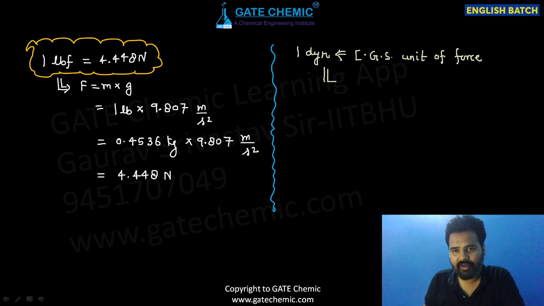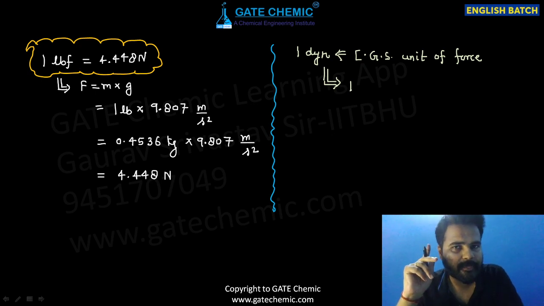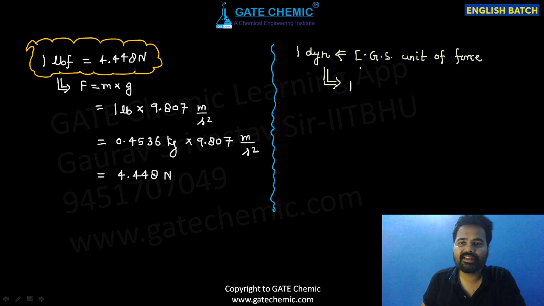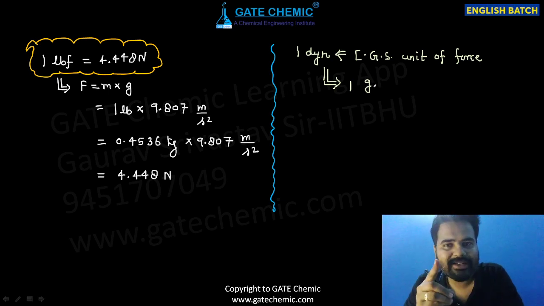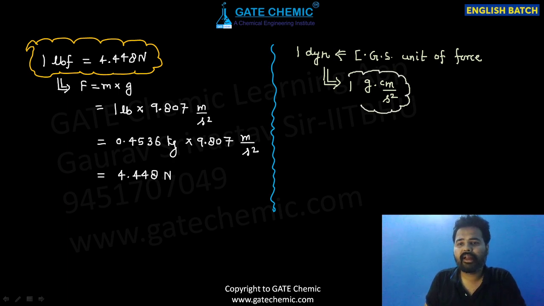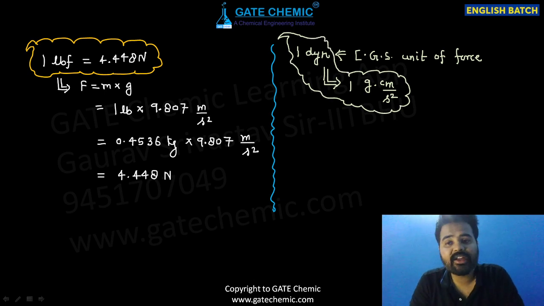That means we can write one dyne as one kilogram meter per second square. That was the MKS or SI unit. But here, in the CGS unit, that means now in place of kilogram, you have to write gram. And in place of meter per second square, you have to write centimeter per second square, same in SI, MKS, CGS, everywhere second. So you can write one dyne as 1 gram centimeter per second square.